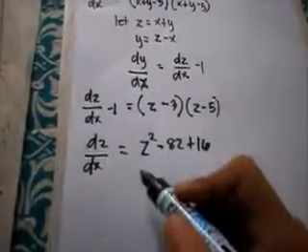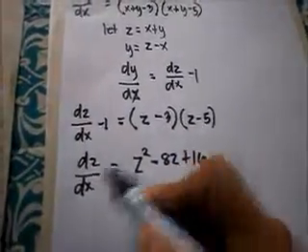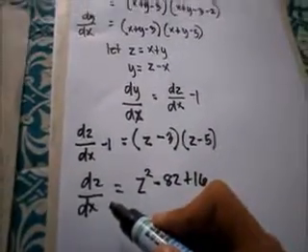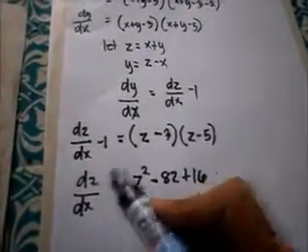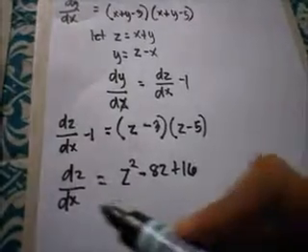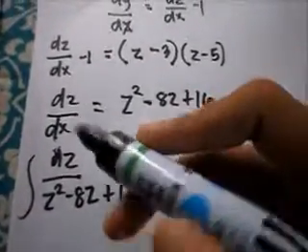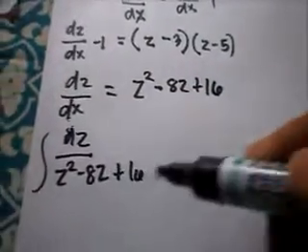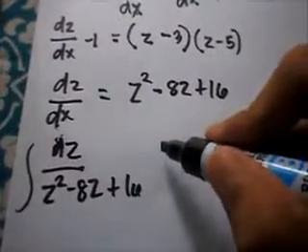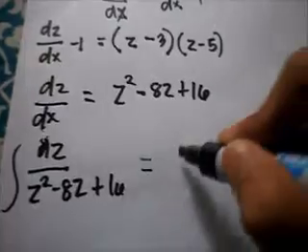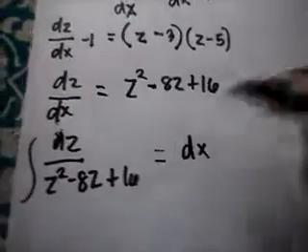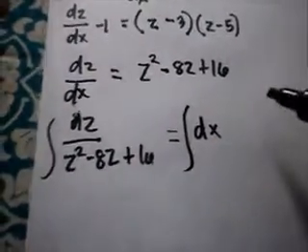Okay, so plus 16. Now, by separation, it's a separable equation, right? So we have this integration: let's integrate dz over z squared minus 8z plus 16, and this is just equal to dx. Integrate that one also.